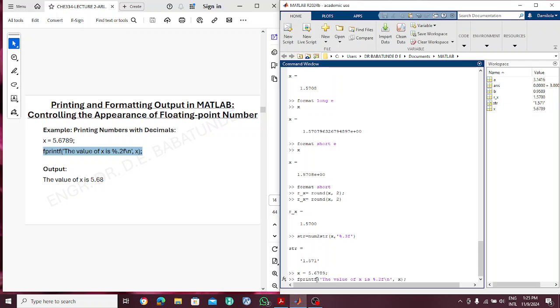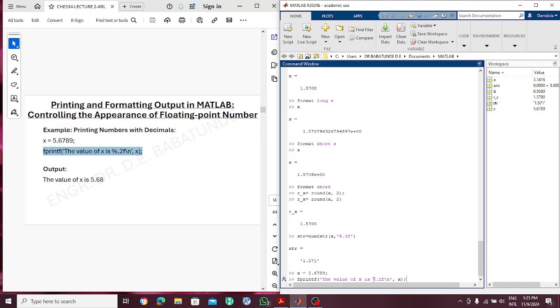The fprintf is the function, the parentheses is opened, and the first part is the string part. The string part is represented by the quotation. So this is what we want to type: The value of x is. Now x is a variable that we want to configure the number of digits after the decimal place. So in that wise, you give a placeholder to hold that variable. In this case, we are saying that x should have 2 decimal places.